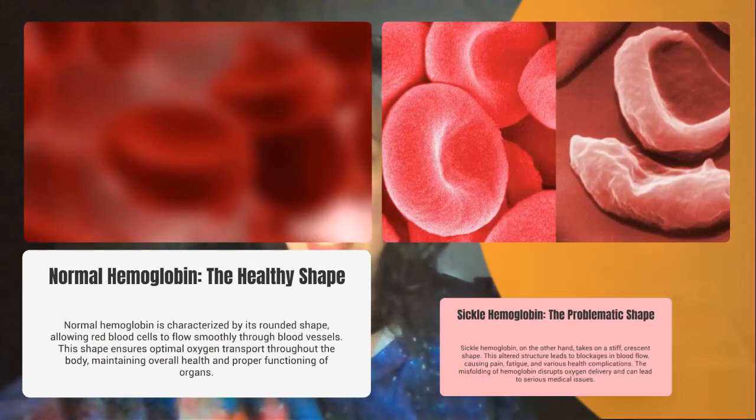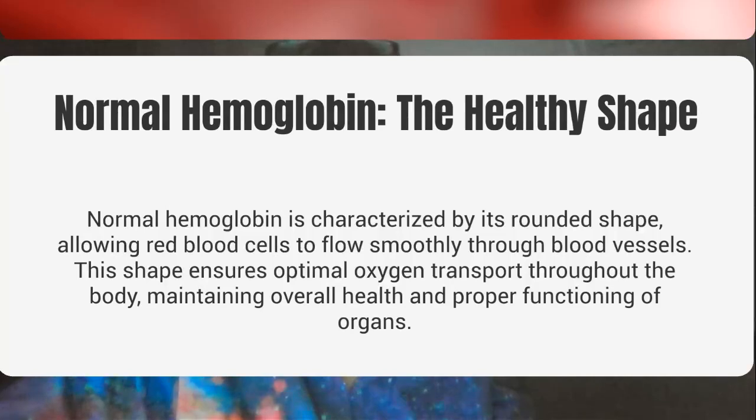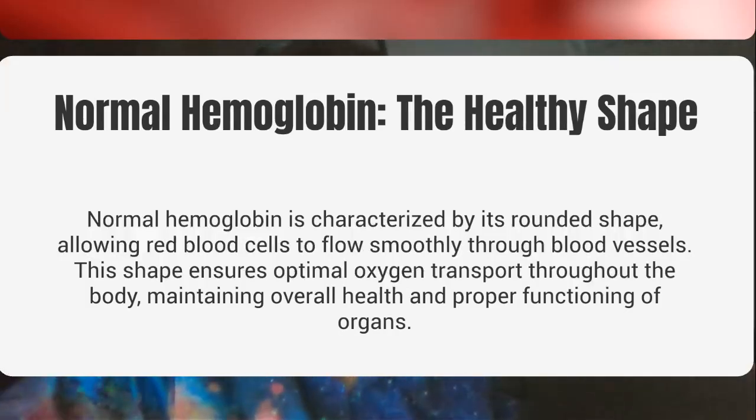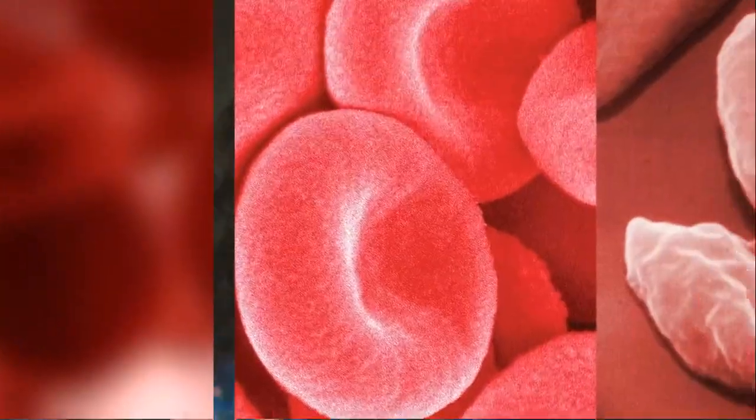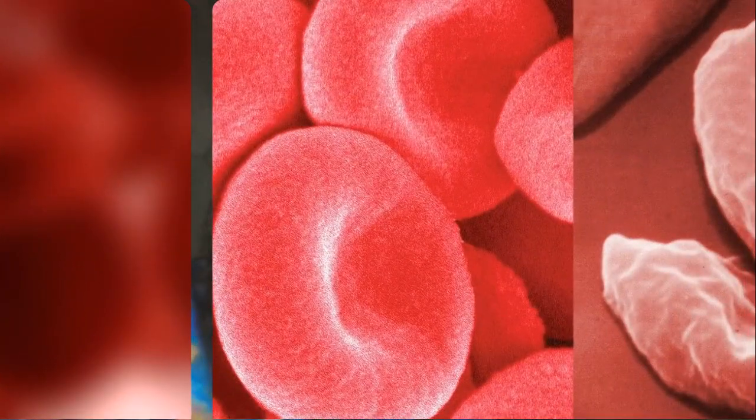So normal, healthy hemoglobin is going to be rounded and smooth, and it allows the red blood cells to flow smoothly through all of your blood vessels, arteries, etc. And it also allows for optimal oxygen transport throughout your body. Here you can see that beautiful rounded form.